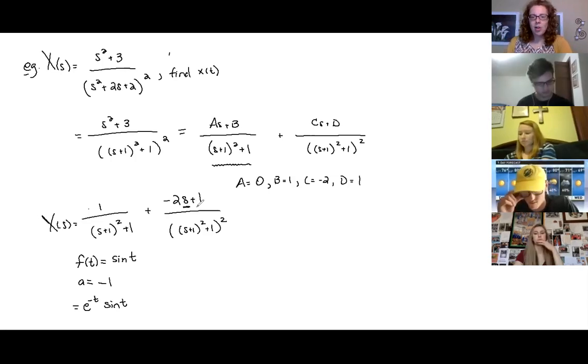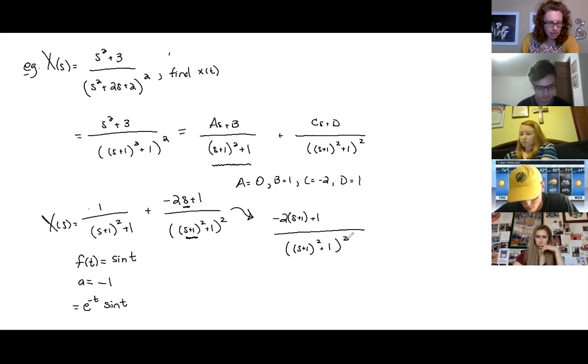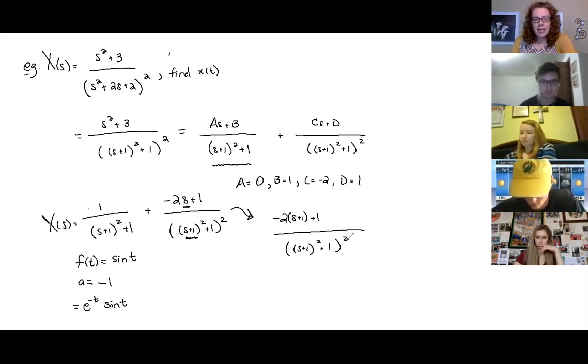Okay, second piece here, I have an s in the numerator and I can't have that. The s in the numerator can't stay. It has to match the s plus 1 that I have in the denominator. So I'm going to need to turn the second piece into negative 2 times s plus 1 plus 1, over s plus 1 quantity squared plus 1 quantity squared. I still have to fix the numerator.